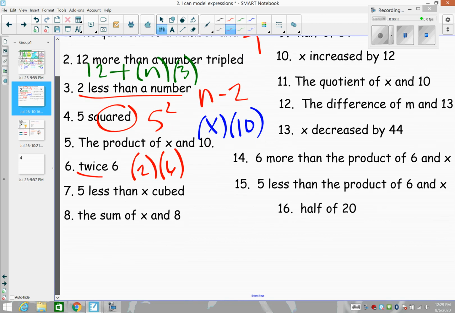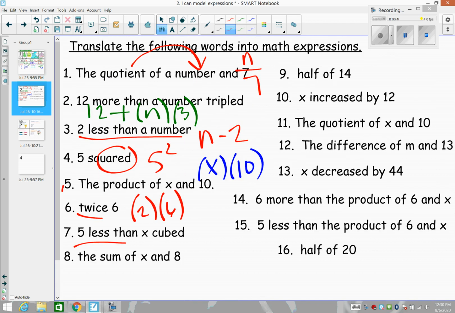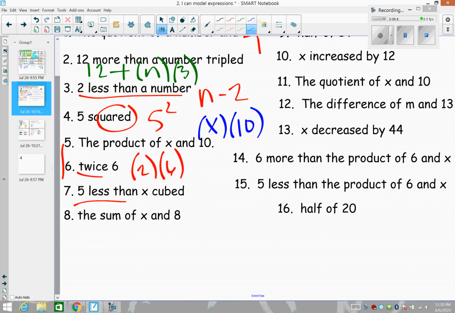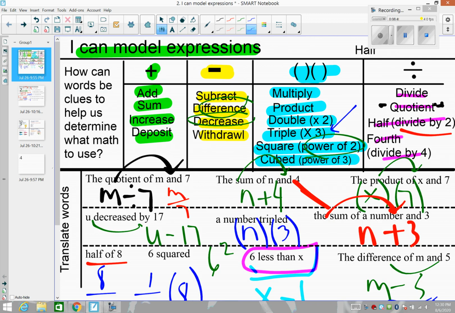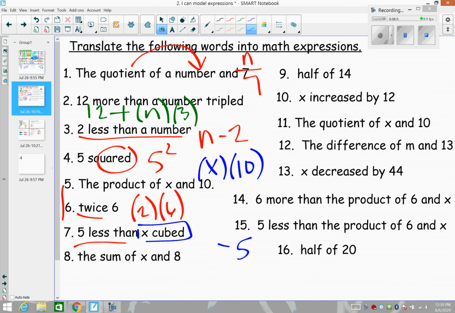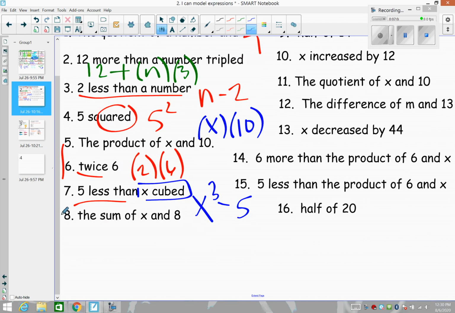Number 7 is super duper tricky. We're going to take 5 away from x cubed. If you go back to the note sheet on the front, cubed means power 3. So we are going to take x cubed, and take 5 away from that because it's 5 less than x cubed. That's that tricky purple box thing. This one's pretty easy peasy lemon squeezy. We're going to sum that, which is x plus 8. Hopefully you have that one, no problemo.